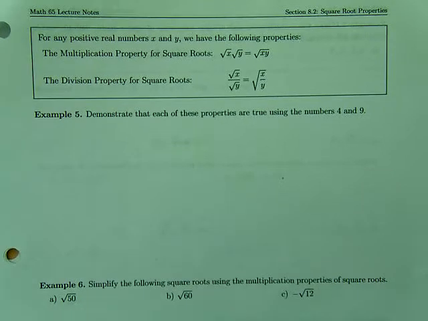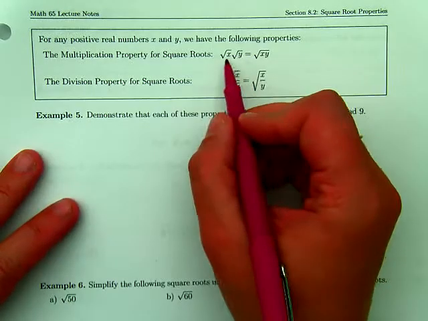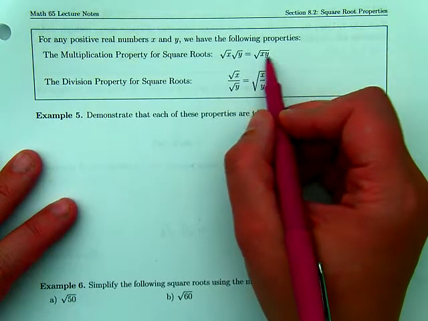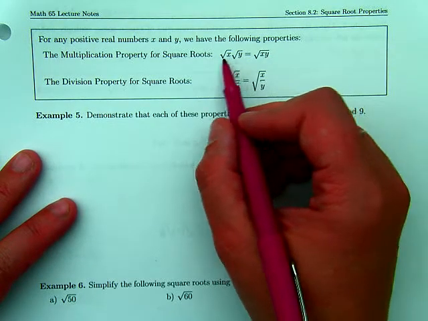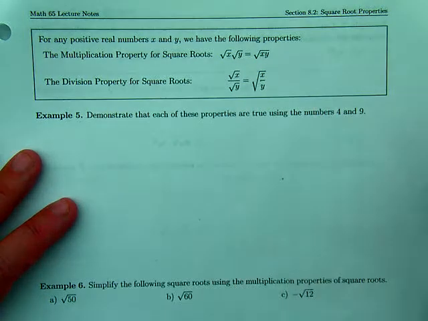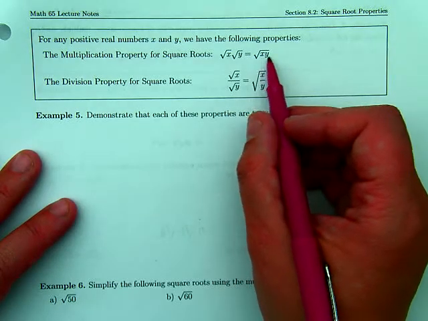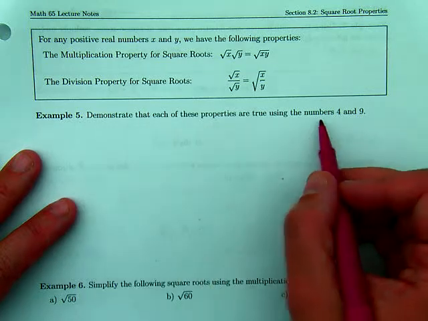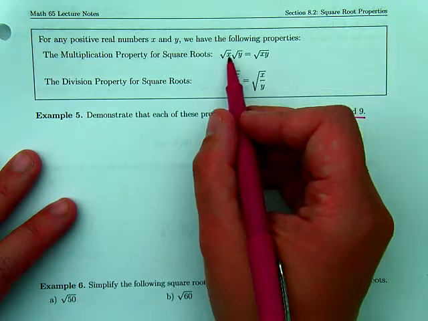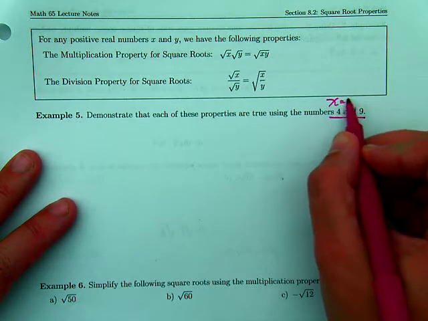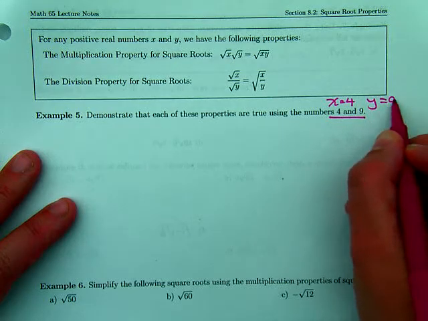For any positive real numbers x and y, we have the following properties. The multiplication property of square roots and the division property of square roots. Basically what this is saying is, if I multiply two perfect squares together, it's the same thing, each under their own radical or together. So we're going to demonstrate each of the properties using 4 and 9. Our x will equal 4 and our y will equal 9.